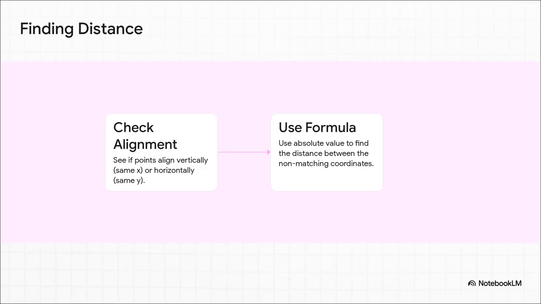So how do you find the distance if it's just a straight line, either up and down or side to side? Well, the lesson lays out a super simple 2-step process. Step 1, see if the points line up. Step 2, just subtract the coordinates that don't match and take the absolute value. The key takeaway here is that you get one single, clear answer. No gray areas, no maybes, just one correct number, period.